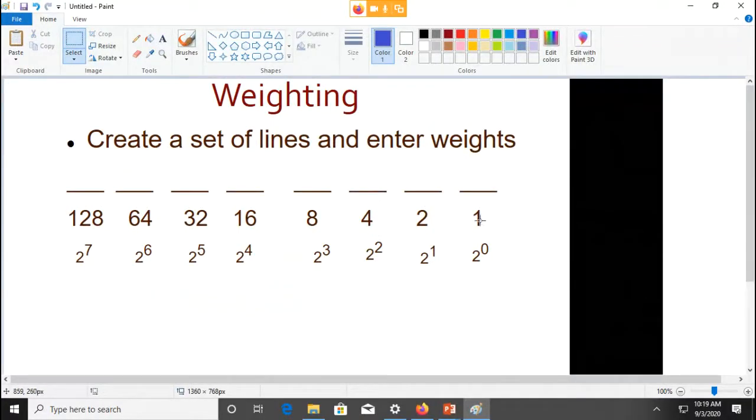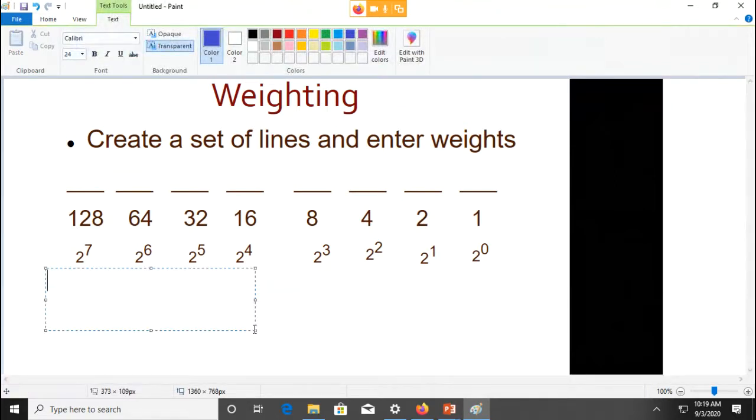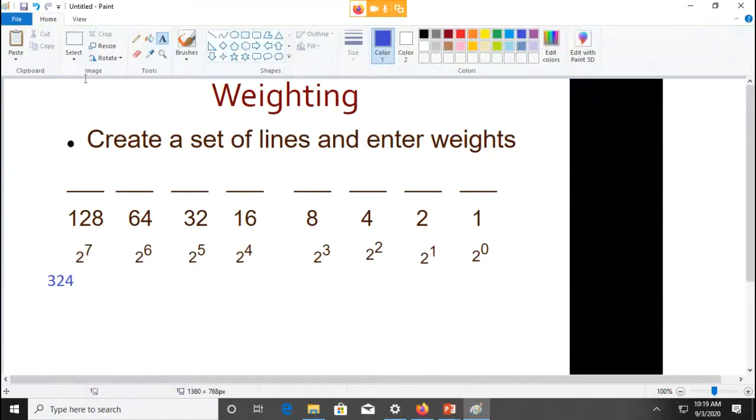But with base 2, we have the ones. You're always going to have a ones column. And then, depending on what your base is, you're going to have the next base. So if we wanted to convert the number 324, this is how we would do it. We're going to take the number 324, and what you want to do is start from the left-hand side here. So you take this one here, which is 128.